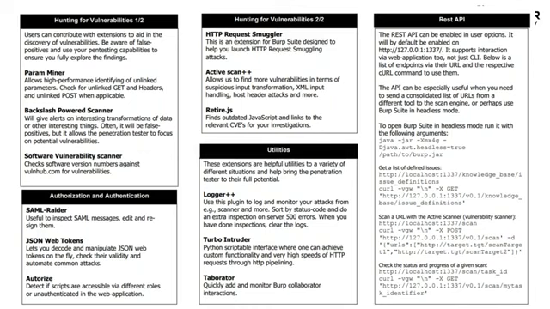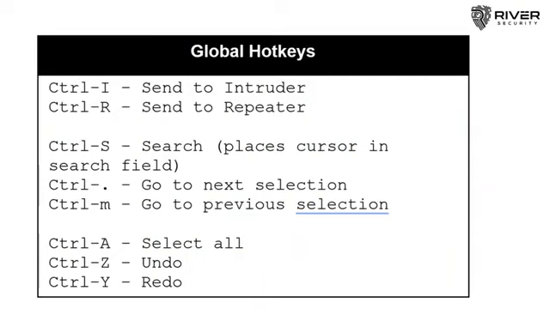So first of all, the global hotkeys. These are really useful because they speed up our effectiveness and efficiency when doing testing. These global hotkeys allow us to quickly perform a certain action. The ones that I use all the time are send to Intruder and send to Repeater. I will show you what I mean.